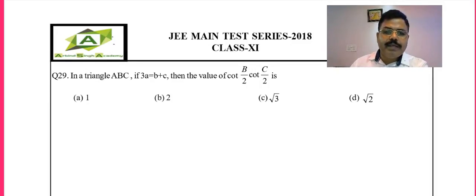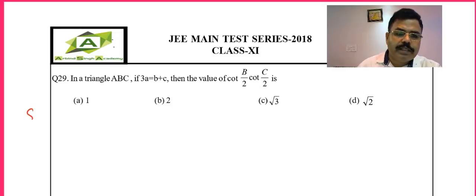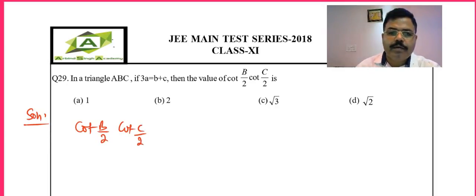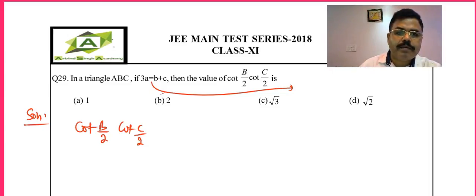Question 29. In a triangle, 3a is equal to b plus c. Cot b by 2 times cot c by 2 is equal to what? That we need to calculate. What is given is 3a equals b plus c. Let me write that first.